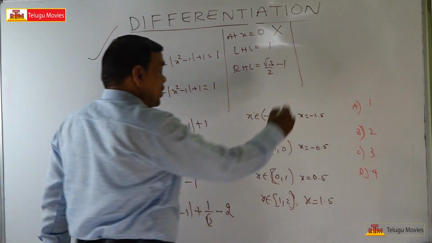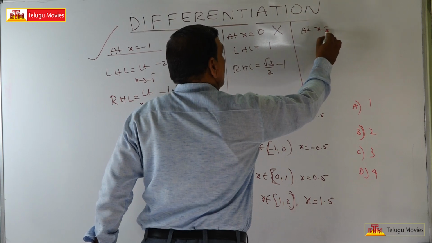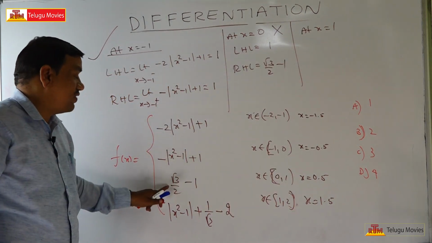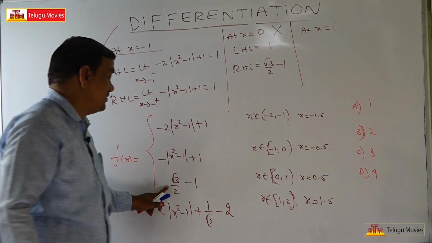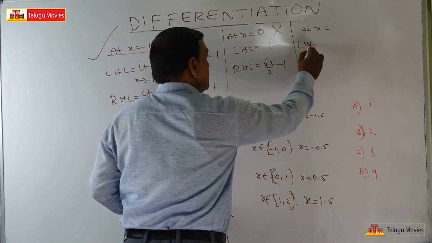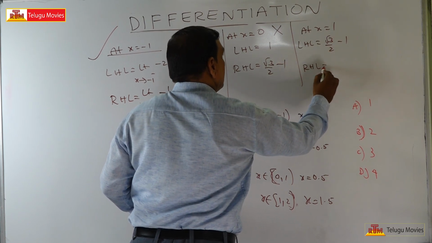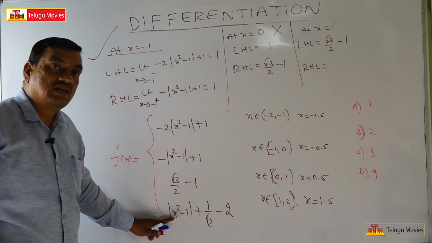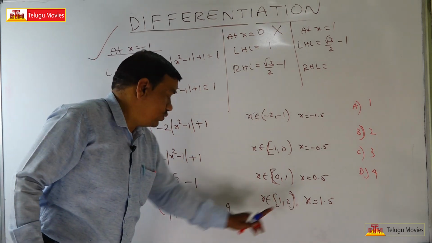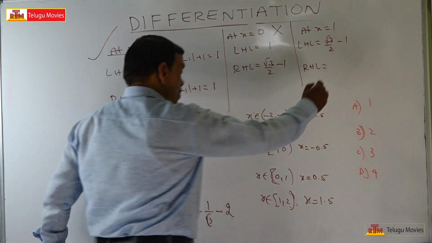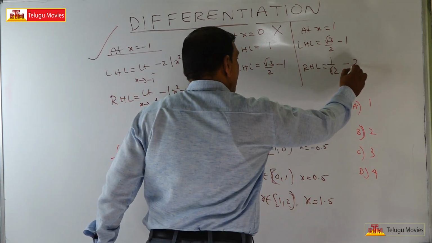Now at x is equal to 1. Let us check. 0 to 1, left side. That means what is the left hand side limit? LHL is equal to how much? Root 3 by 2 minus 1. What is RHL? Wherever x is there, substitute 1. Right, 1 to 2. 1 square 1, 1 minus 1, 0. This is equal to 1 by root 2 minus 2.